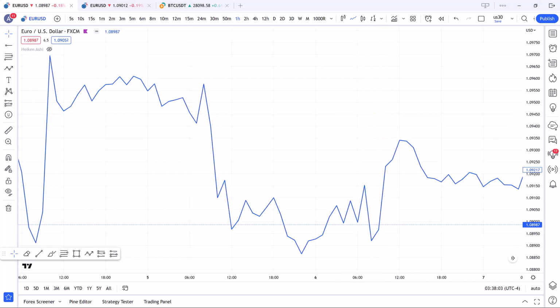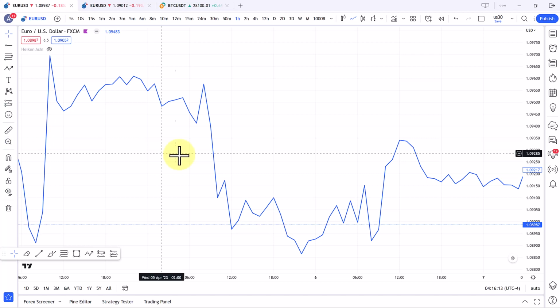So the line chart is a graphical view of closing prices of an asset that are connected to each other, and they show us those closing prices in a graphical way. What are the advantages of using a line chart? First, it has less noise than other kinds of charts. I mean all the other charts.